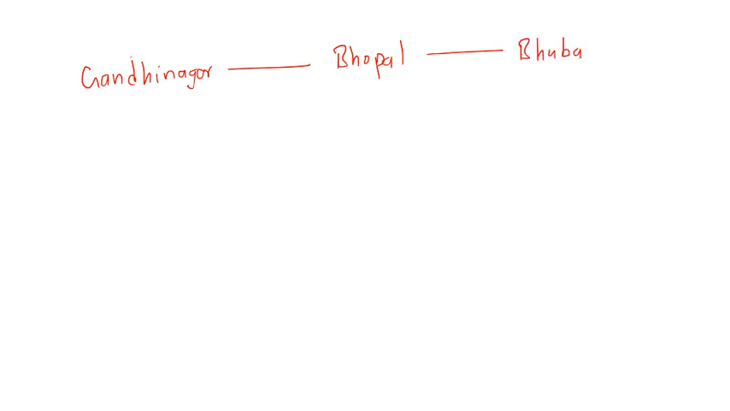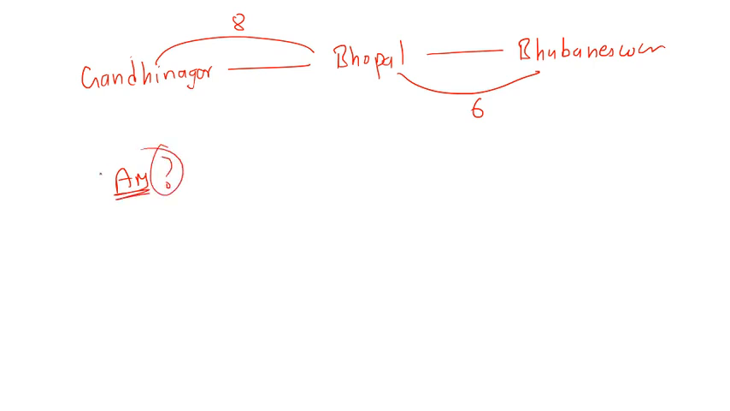I just told you about the route. Now, let me see who answers. A person is going to travel from Gandhinagar, and in between he is going to Bhopal, and from Bhopal he is going to Bhubaneswar. From Gandhinagar to Bhopal, there are 8 ways, and from Bhopal to Bhubaneswar, there are 6 ways. So tell me the answer: how many possible ways are there in total?